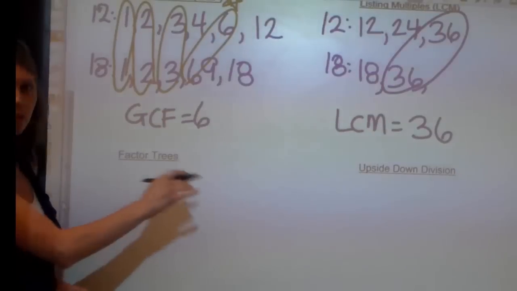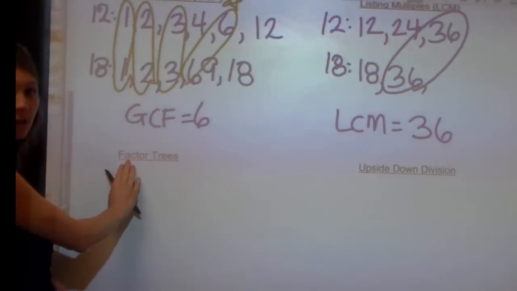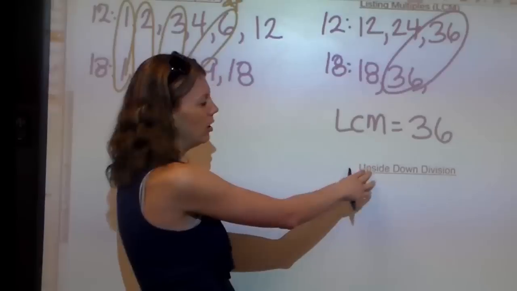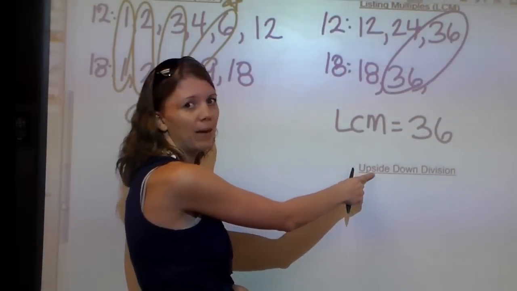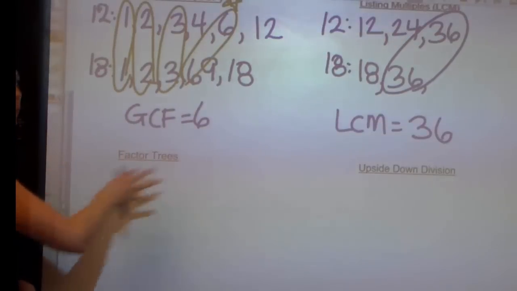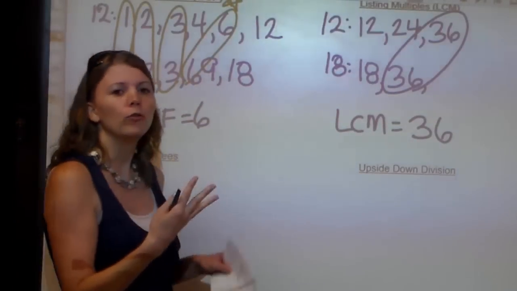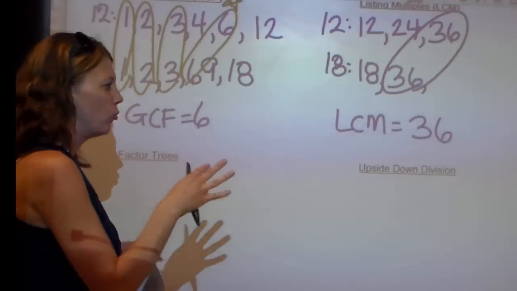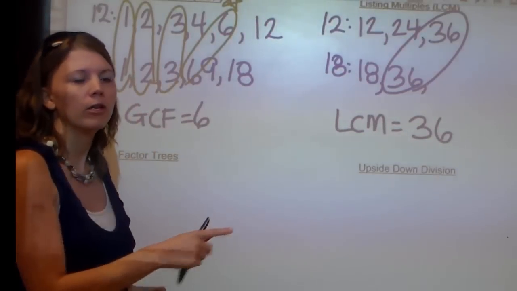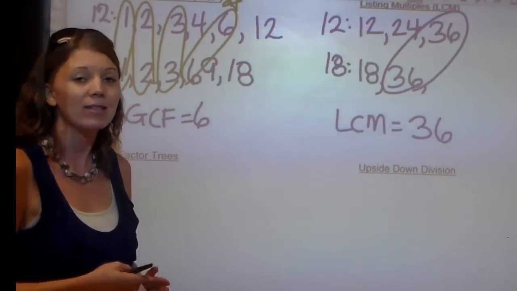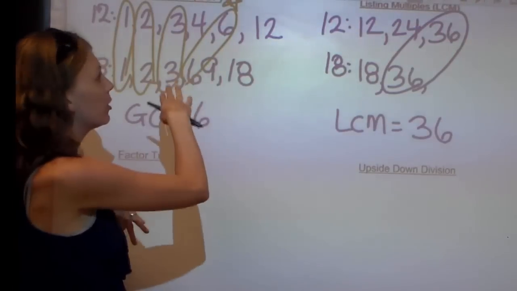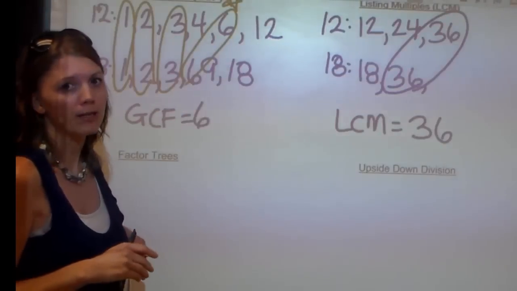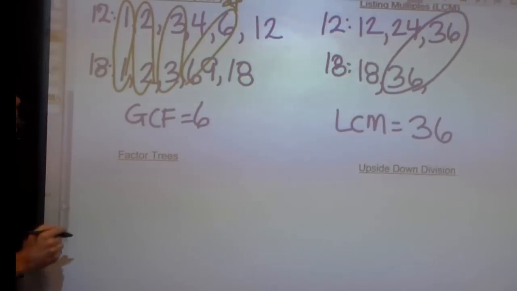The other two ways here are factor trees and upside down division. This is also called the upside down birthday cake or the L way. There are a couple different names for this one. Both of these kind of do two for one. You are going to be able to find your GCF and LCM by doing it one time, whereas with listing you had to have two separate lists. So let's look at factor trees.